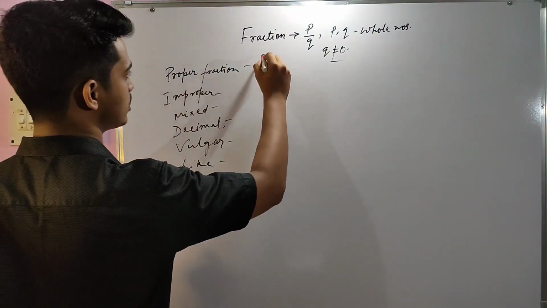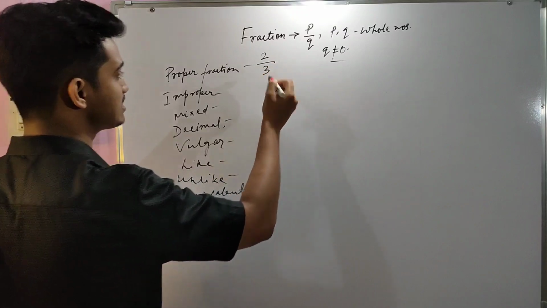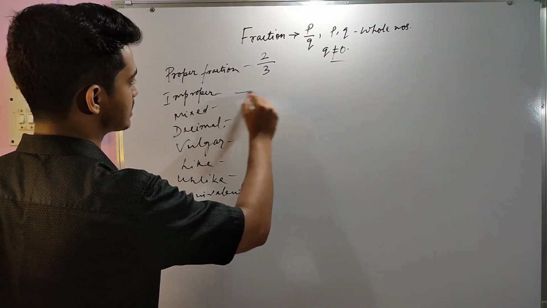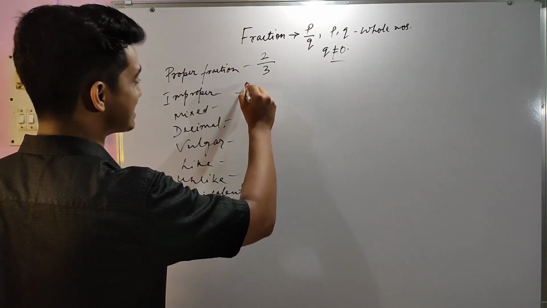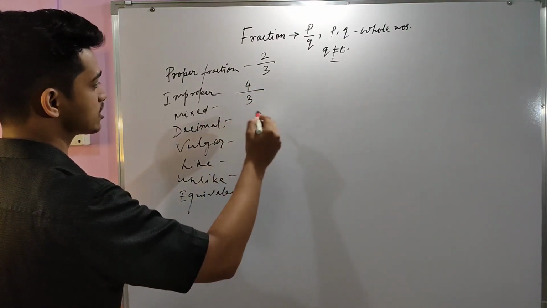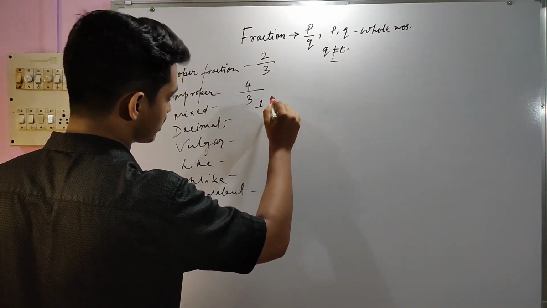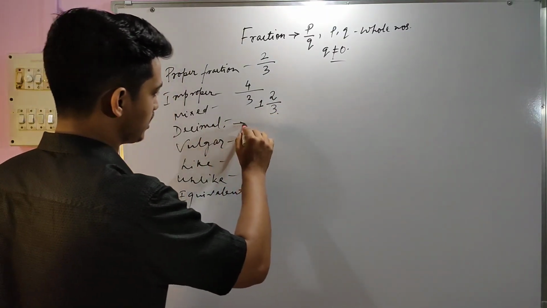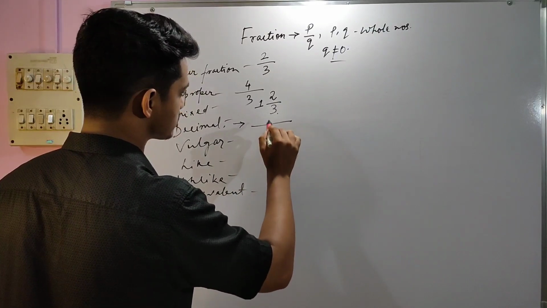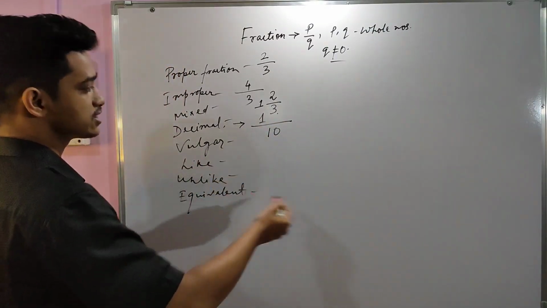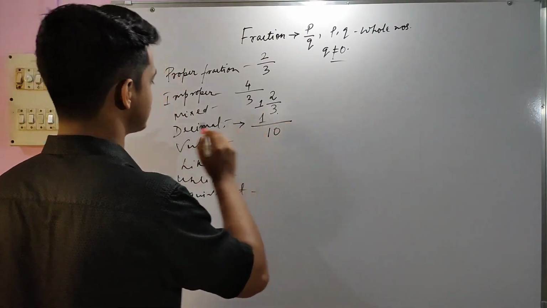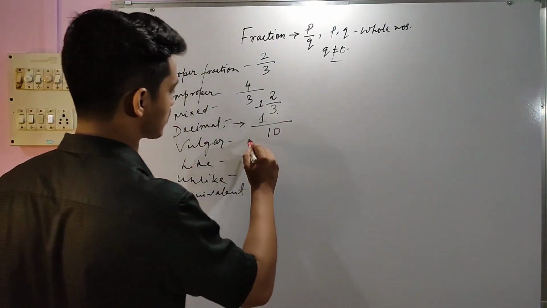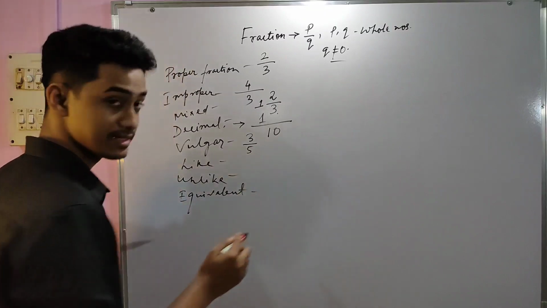So proper fraction is what? Where the denominator is greater than the numerator. Improper is where the numerator is greater than the denominator. Mixed fraction is what? A natural number along with the proper fraction. Decimal fraction is what? Where the denominators are the multiples of 10. What is vulgar fraction? Except all such decimal fractions, the fractions which remain are called vulgar fractions. Let's say 3 by 5 is there.